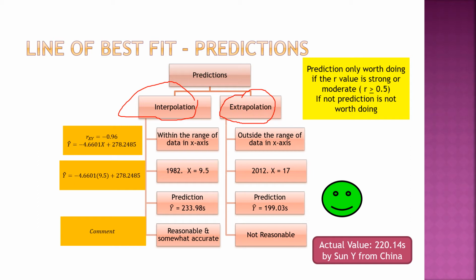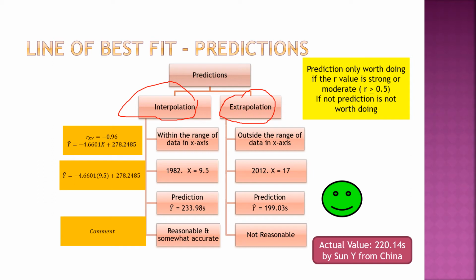So what am I talking about within the range of X? You go back to your table. Now we are using X and Y, the same table we calculated just now. If you look at X, it is from 1 to 13. So if I want to predict anything, it must be between 1, 2, 3, 4, 5, 6, 7, 8 until 13. Cannot be outside. That's interpolation.